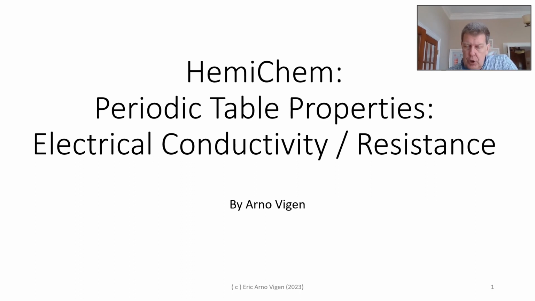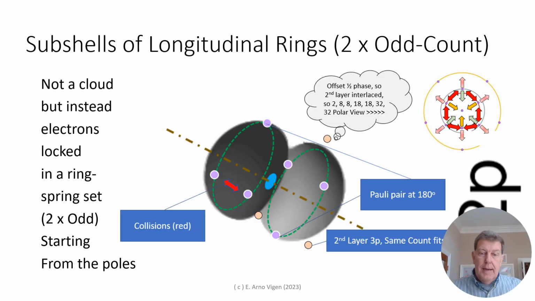Now, all of this occurs within the structure of HemiChem, that is, hemispherical longitudinal rings for the subshells. So these subshells are all longitudinal rings. You have, from the nucleus, an axis. I call it the extrastatic axis. And so you get sets of odd counts of electrons in each shell.